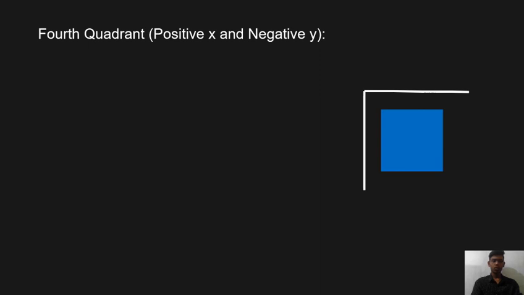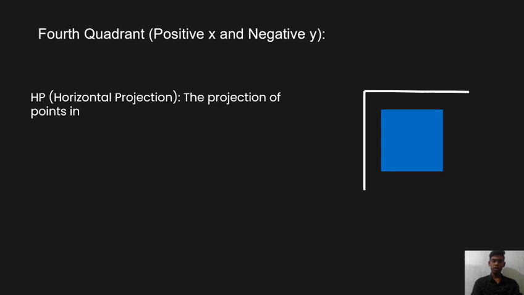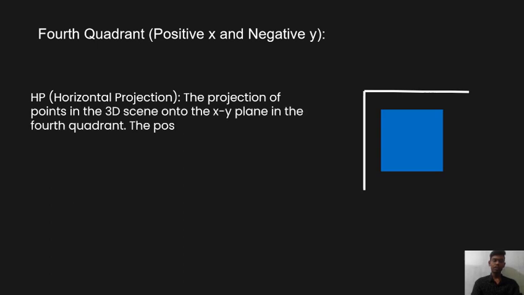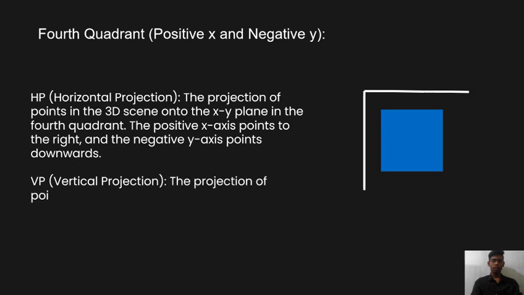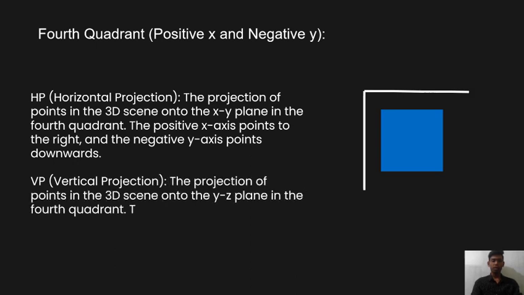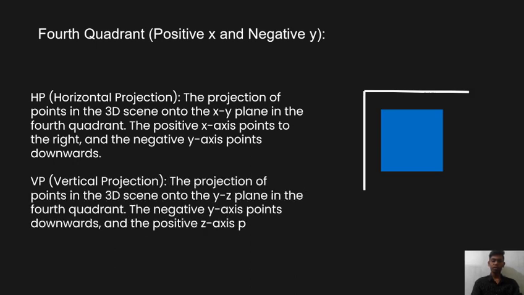Fourth quadrant. It is positive x and negative y. Horizontal projection. The projection of points in the 3D scene onto the xy plane in the fourth quadrant. The positive x-axis points to the right and the negative y-axis points downwards. Vertical projection. The projection of points in the 3D scene onto the YZ plane in the fourth quadrant. The negative y-axis points downwards and the positive z-axis points outward from the viewer.